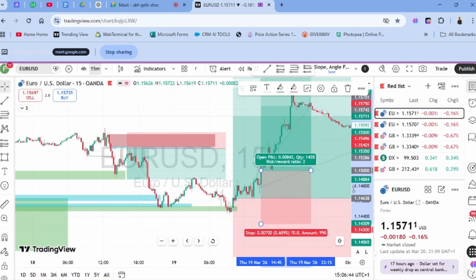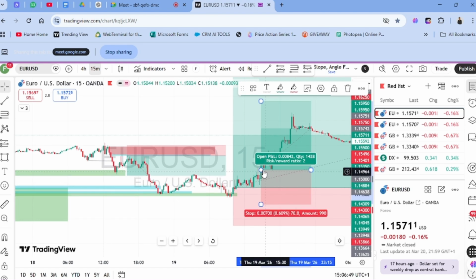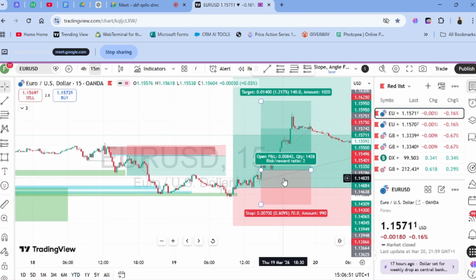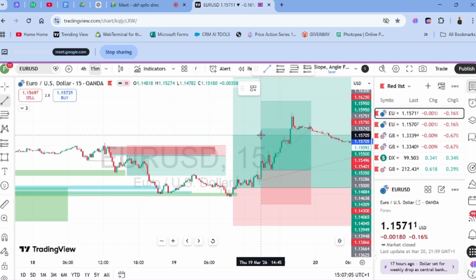Now I gave it enough room to breathe, 1 to 2. Are you getting it? And this was the trade. Entered here, targeting 1 to 2. The market hit us at TP1. TP1 is always 1 to 1, what we're willing to risk. Our TP1 was 15700. This was our TP1.